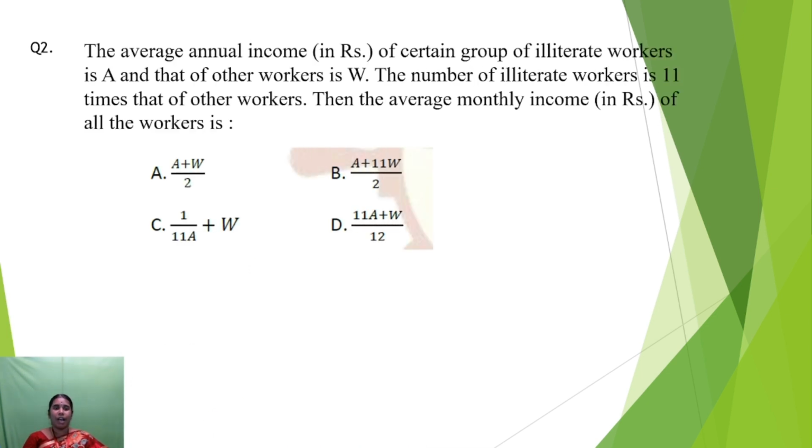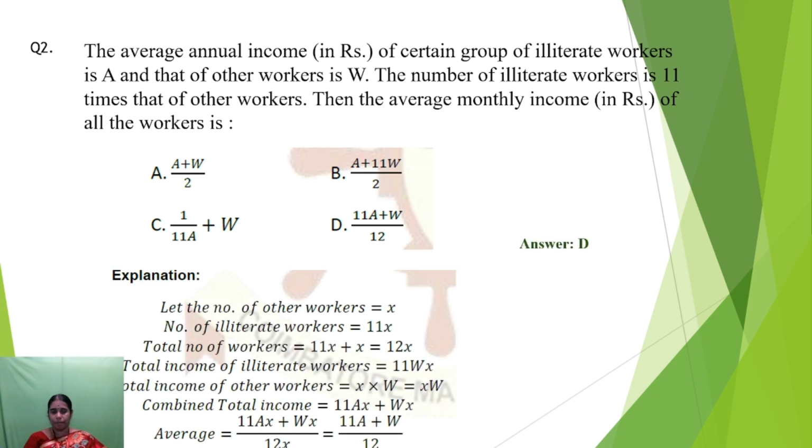The average annual income of a certain group of illiterate workers is A, they have mentioned, and that of other workers is W. The number of illiterate workers is 11 times that of other workers. Then the average monthly income of all the workers is dash. They have mentioned two things: one is illiterate workers and the other one is other workers. The average annual income for illiterate is A and for other workers is W. Okay, the answer is option D.